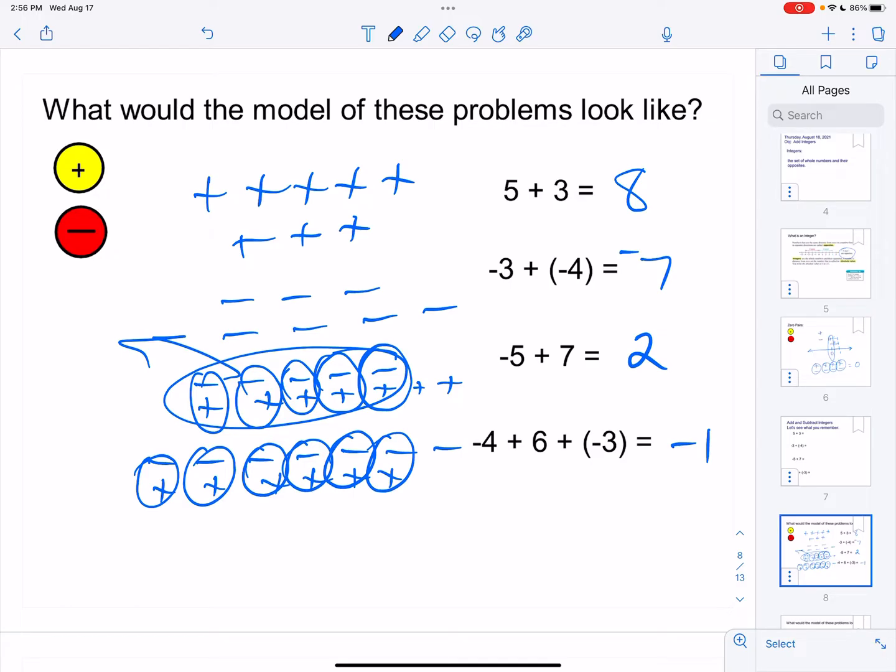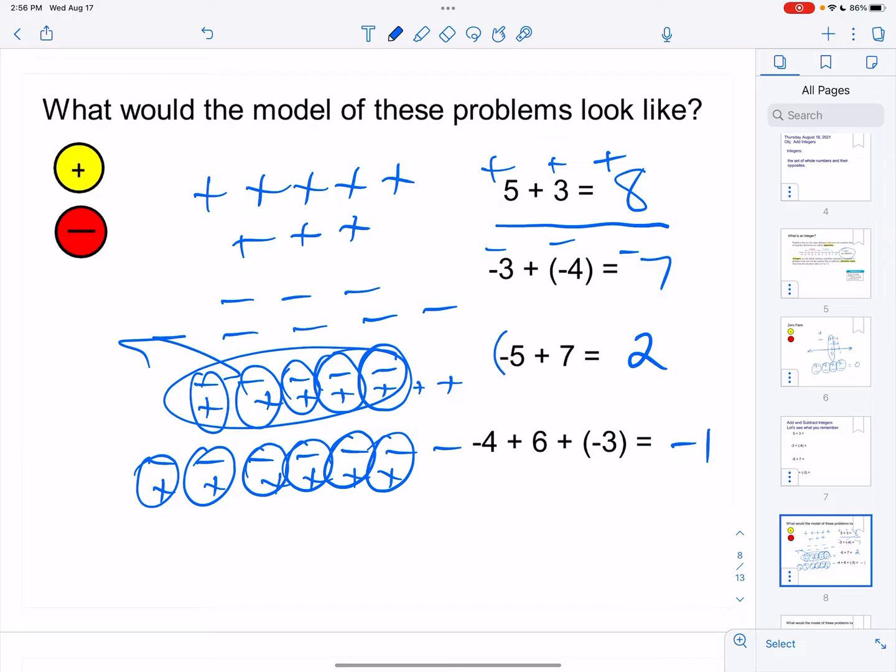What I want you to notice on this page is when I have signs that are alike, I have positive and positive, I just add the numbers together and I get more positives. When I have negative and negative, I add the numbers together and I get more negatives. Now when I have signs of different values, one positive, one negative, we're going to subtract our numbers, and whichever number is farthest from 0, or whichever number has what we call the greater absolute value, that's the sign of the number I'm going to take.